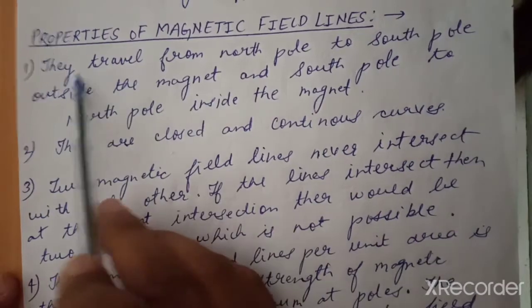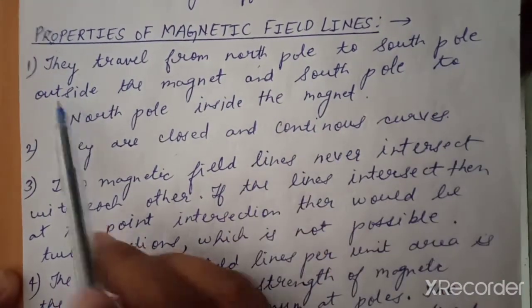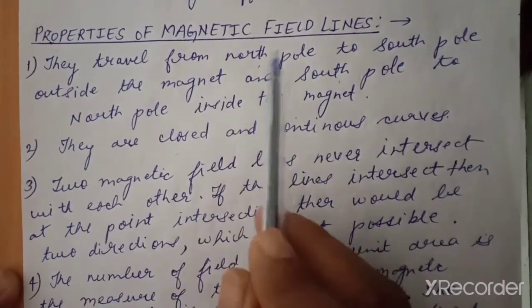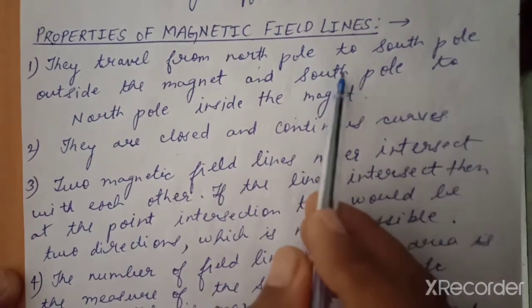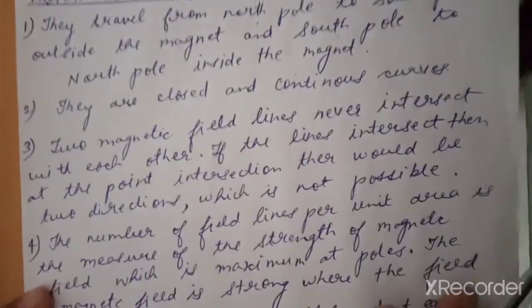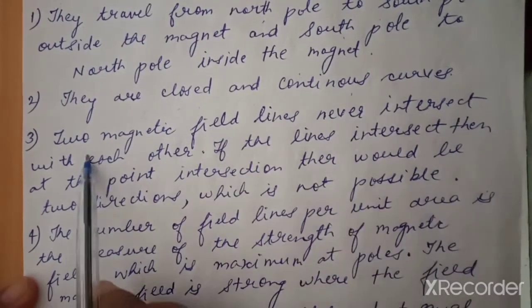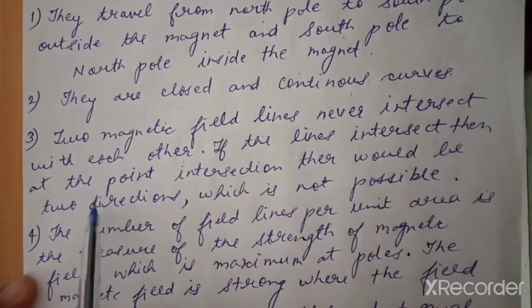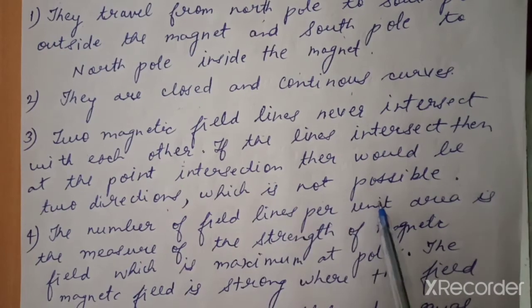First point, they travel from the north pole to the south pole outside the magnet, and from the south pole to the north pole inside the magnet. The magnetic field lines are closed and continuous curves. Two magnetic field lines never intersect with one another. If the lines intersect, at the point of intersection there would be two directions, which is not possible.